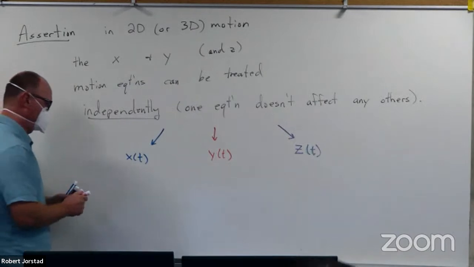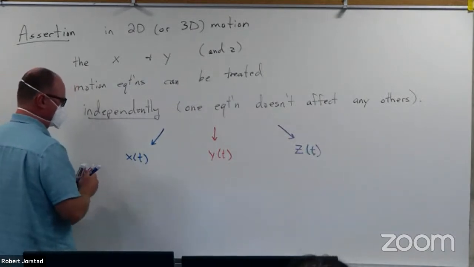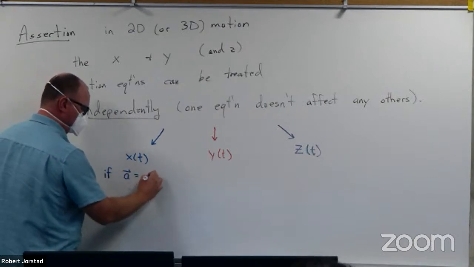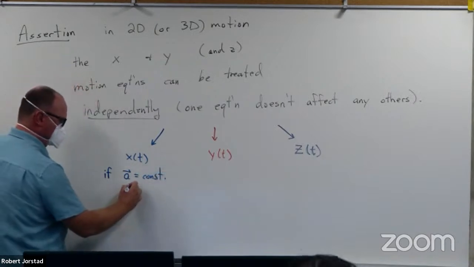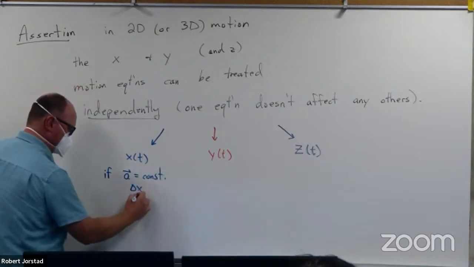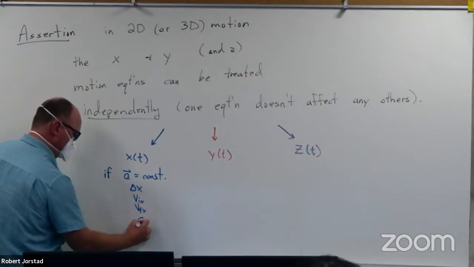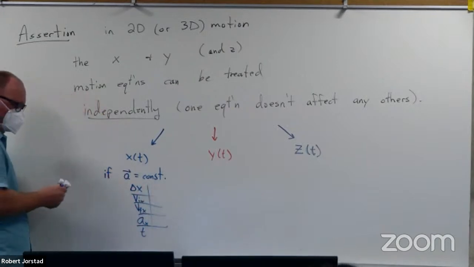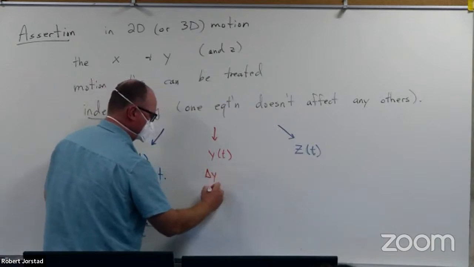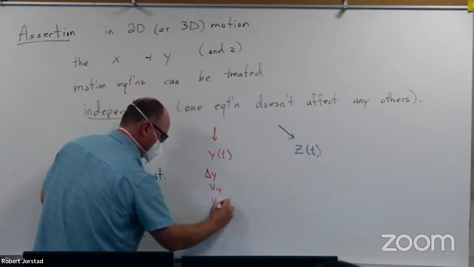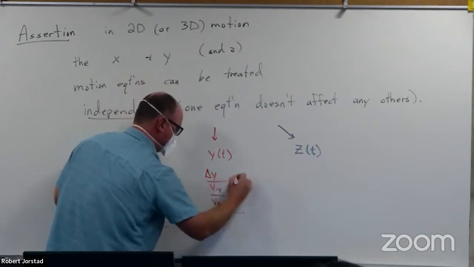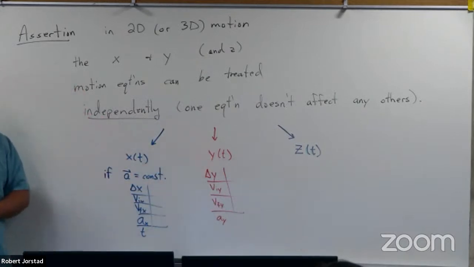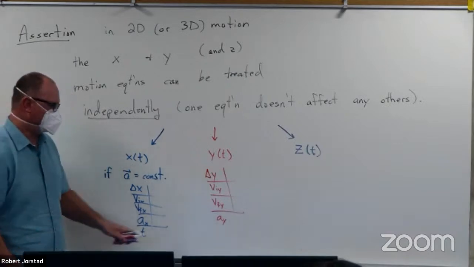In particular, we should be able to write, as an example, if acceleration equals a constant, I should be able to write delta x, v initial x, v final x, a sub x, and t. And these variables should have no effect on delta y, v initial y, v final y, a sub y, etc. So basically, my claim is that these parameters should have no effect on these parameters. So far, so good? Let's try and prove that.